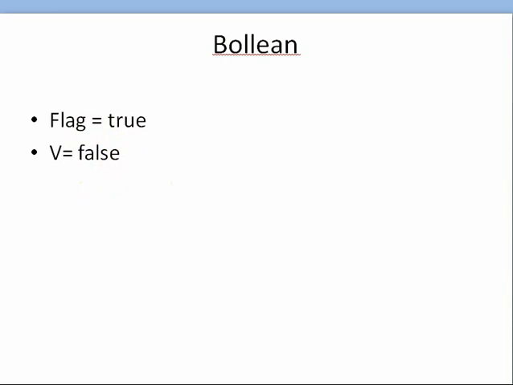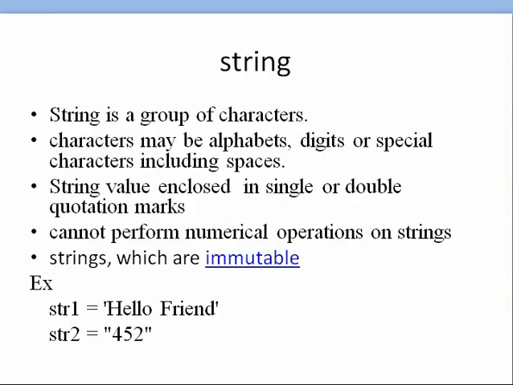Next data type is string. So you know the string. String is a group of characters. Characters may be alphabets, digits, or special characters including spaces. String value is enclosed in single or double quotation marks.